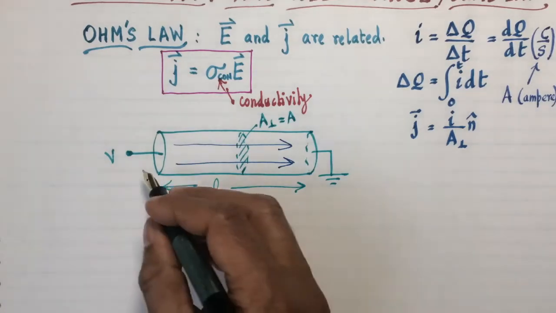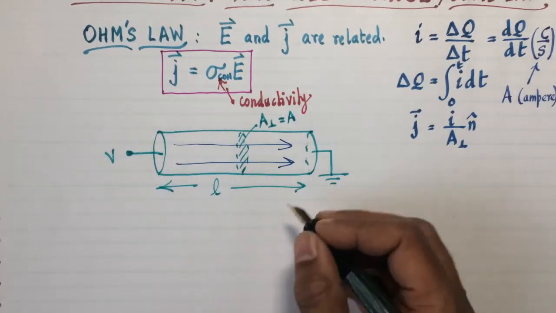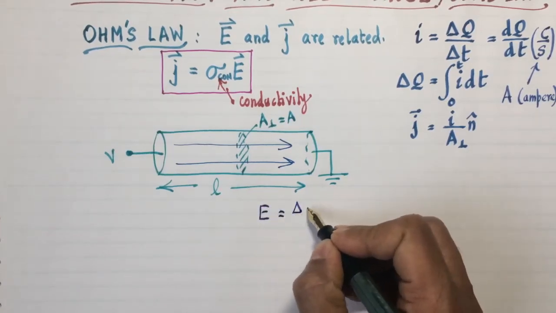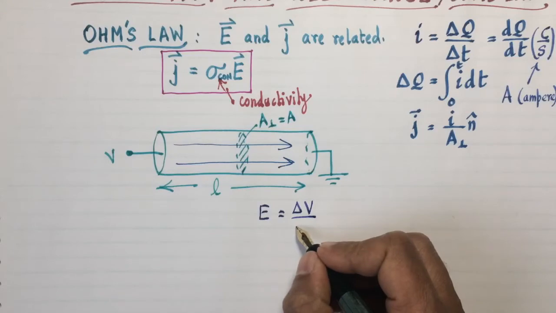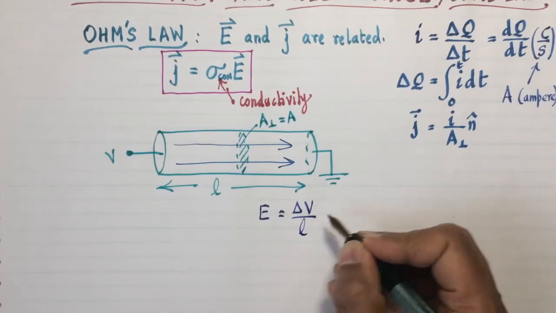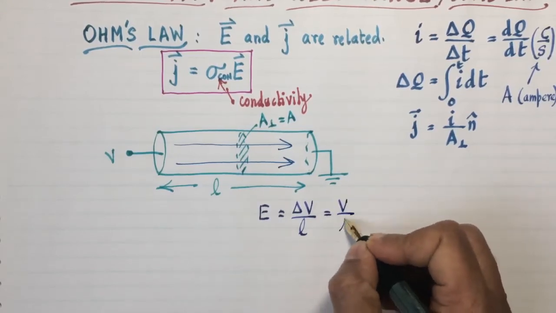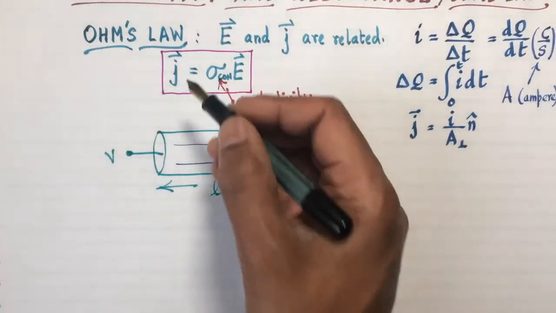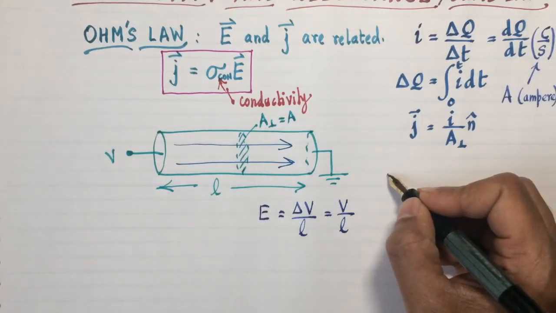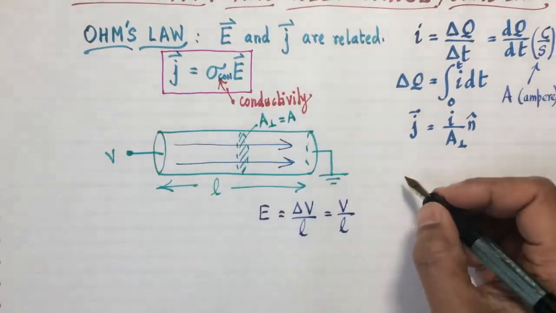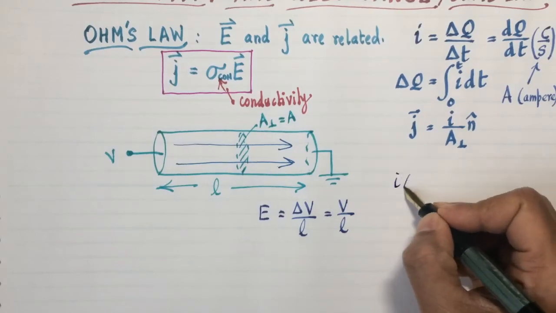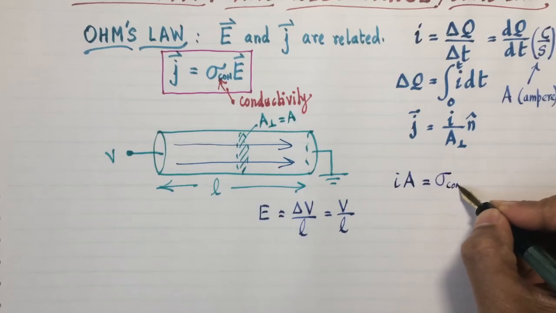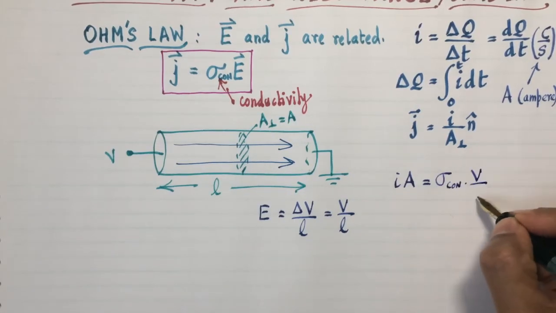It's a uniform wire, so the electric field is going to be constant. The electric field is just a change in voltage divided by the change in length, and the change in length is just L. So it's going to be V over L. All right, let's put these two in Ohm's law and see what we get. And I'll remove the vector signs. J is just I times A perpendicular, and that's equal to sigma con times V over L.